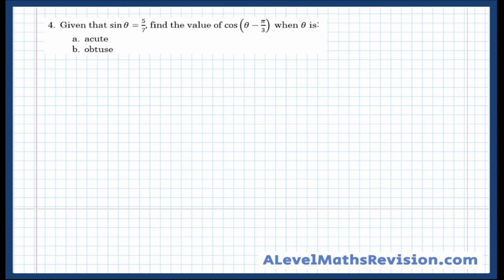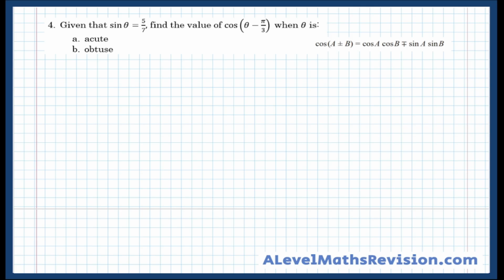So let's expand cos of theta minus pi over 3 using the compound angle formulae. So let's do that. First of all, let's put the compound angle formula up there for cos. And there it is. When doing questions at A level now, you should always have your formula book to hand. This is given in the formula book, so you don't need to remember it.